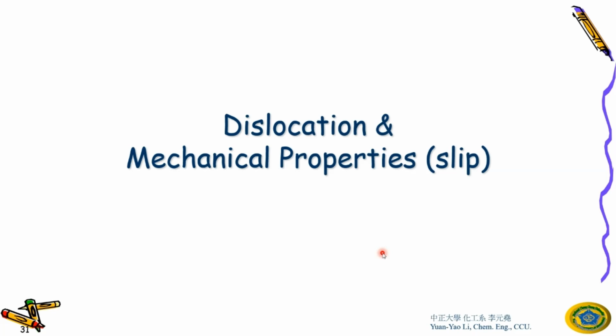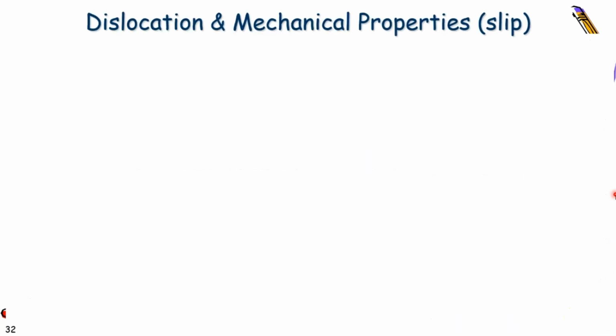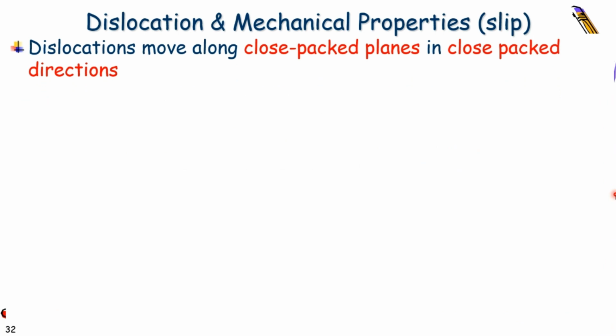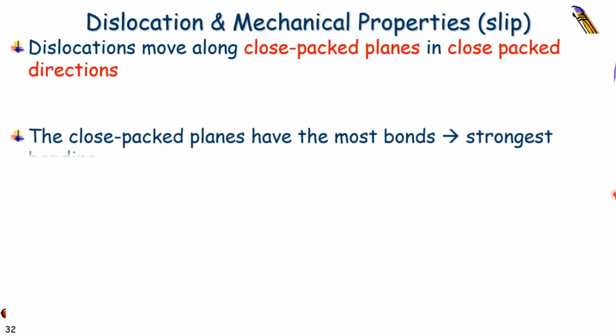And another example is dislocation and mechanical properties, where we want to know the structure, right? Structure and dislocation are related to the property slip, which is important. So dislocation moves along the close-packed planes in the close-packed direction. So we want to know which way is easier to move the one-dimensional defects. Is it easy in all directions, or are there certain directions easier compared to another? So let's take a look.